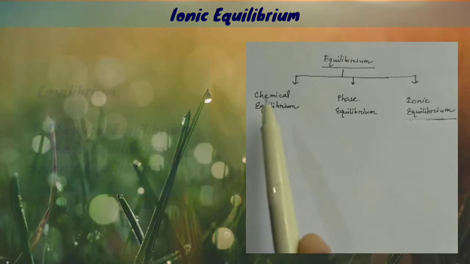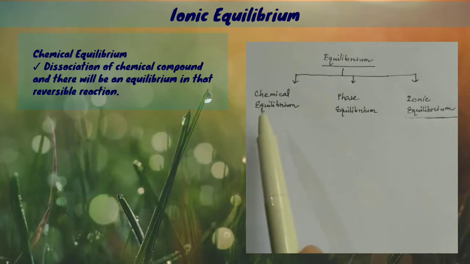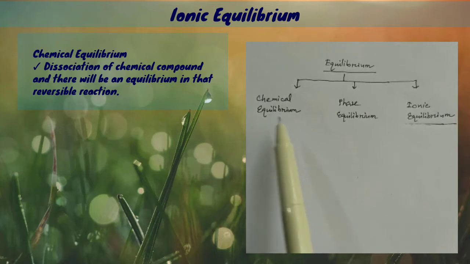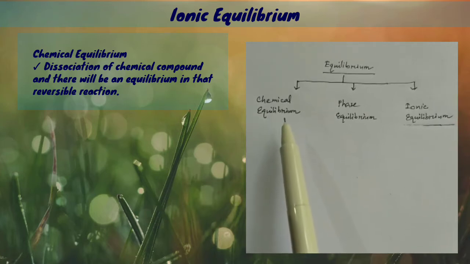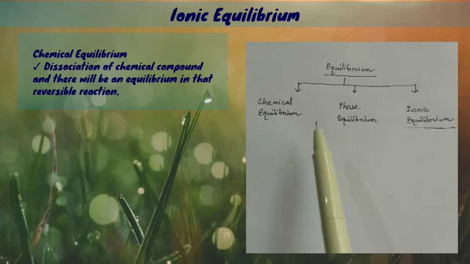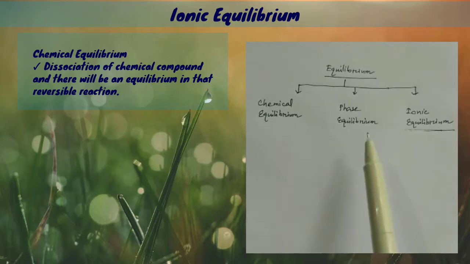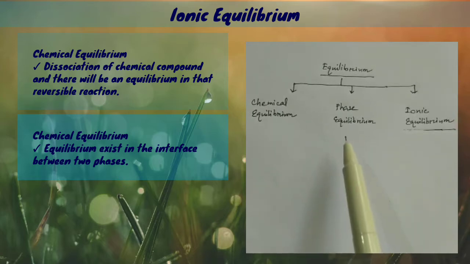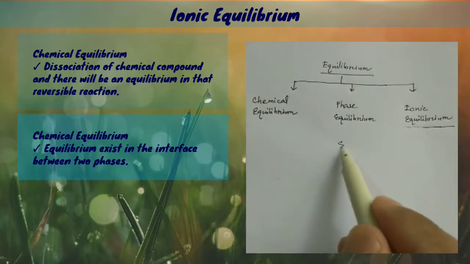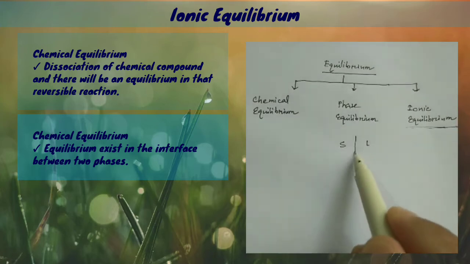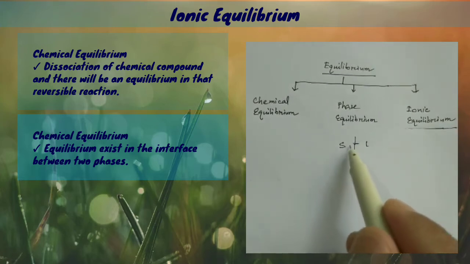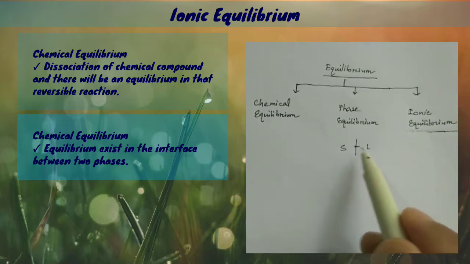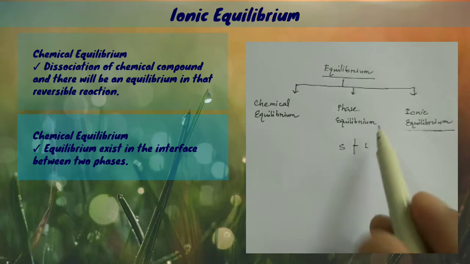Chemical equilibrium involves the dissociation of chemical compounds, both in solid and gaseous form. In phase equilibrium, equilibrium exists between two phases. That means, let's suppose, one solid state and one liquid state. At the interface there will be some equilibrium between the solid and liquid state. That is phase equilibrium.